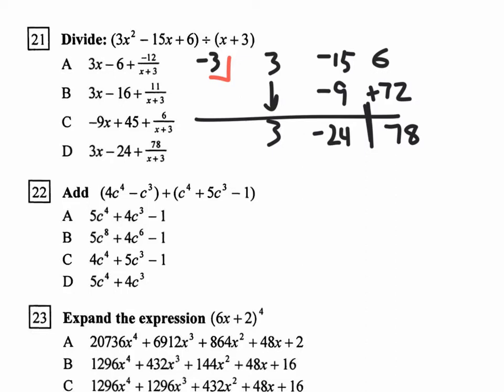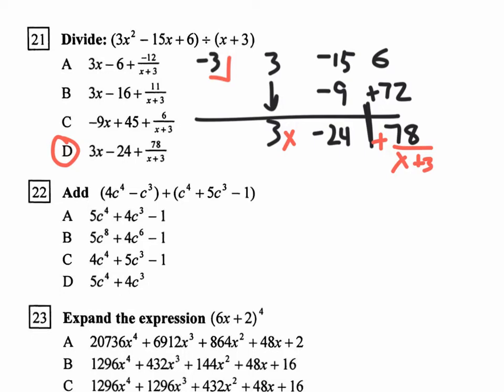So remember, if this is your remainder, then this is your constant without a variable. That means that this is your x value. So your answer is 3x minus 24, and then plus, a lot of people forgot the plus on the last test, 78 over the original divisor, x plus 3. If we take a look at those answers, D is the only one that has that.